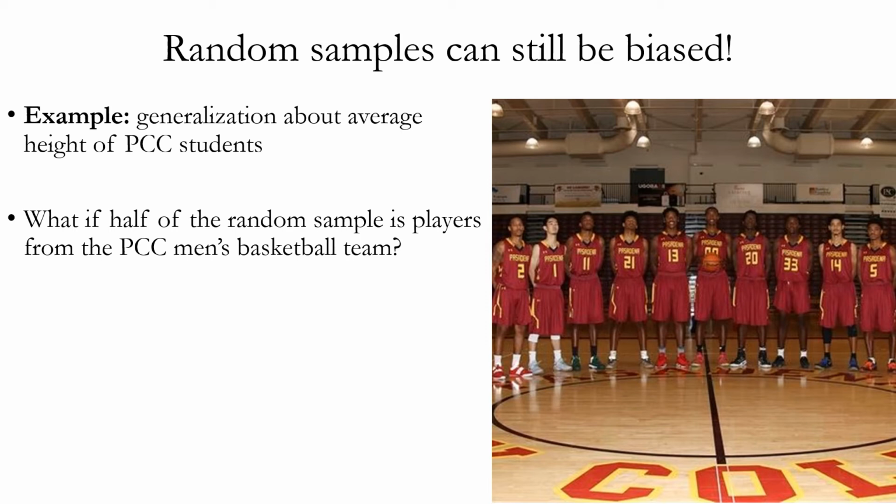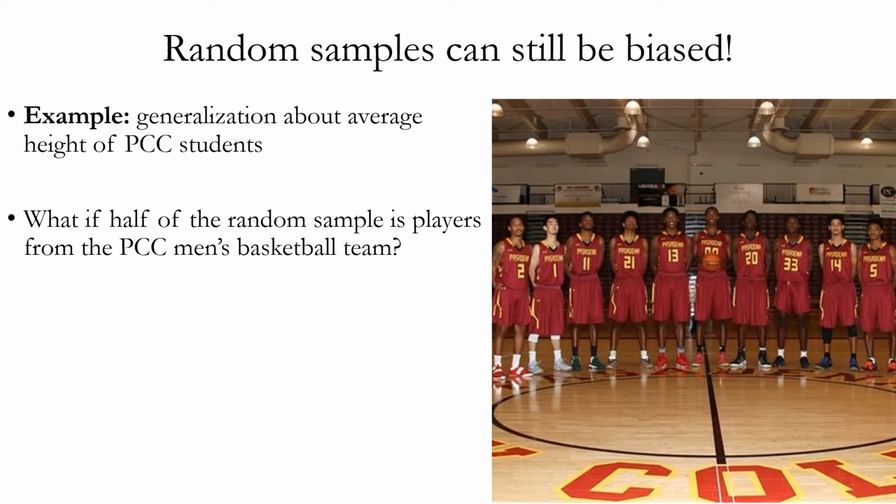So suppose you want to know the average height of Pasadena City College students for some reason or t'other, and you did a random sample, which would probably be very difficult ethically and logistically. We'll get to that in a sec. But suppose you're able to do that. Well, it's possible just through dumb luck that half or a significant percentage of people who land up in your sample could have a feature such as being on the men's basketball team. People on the men's basketball team have a much higher average height than the population as a whole.